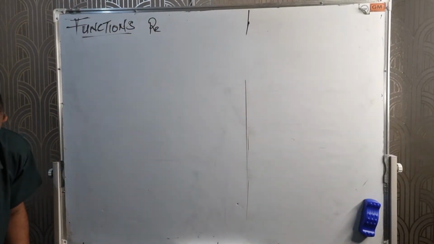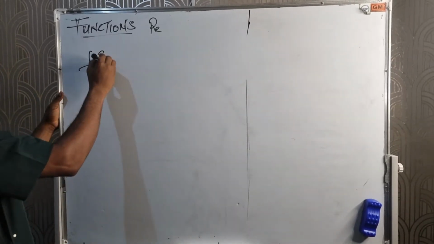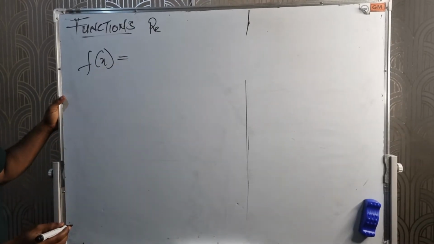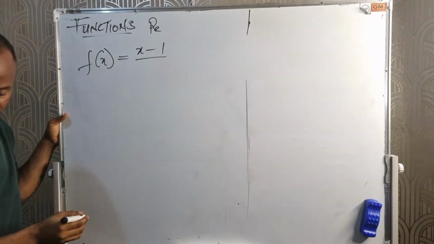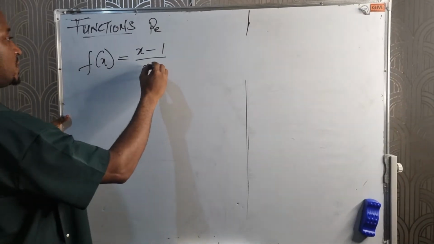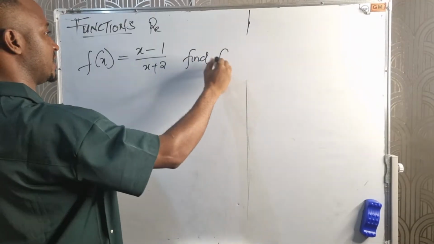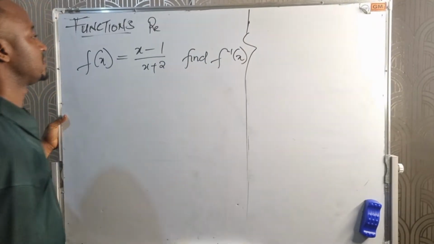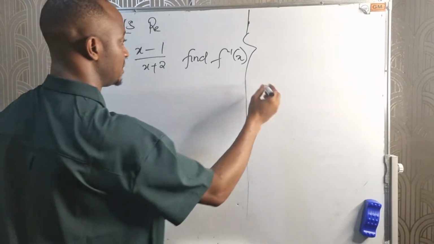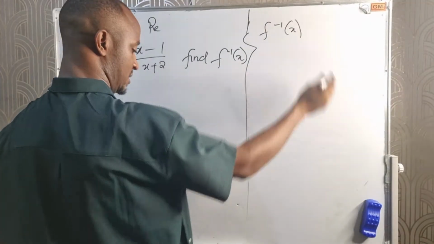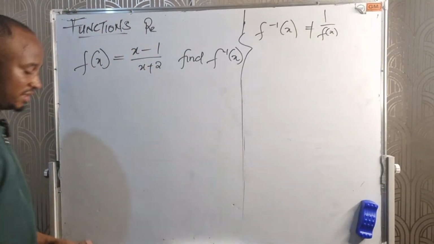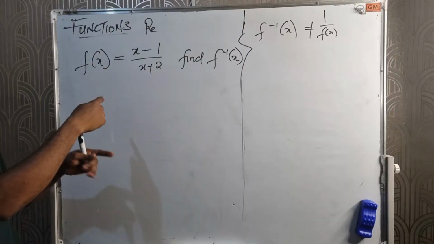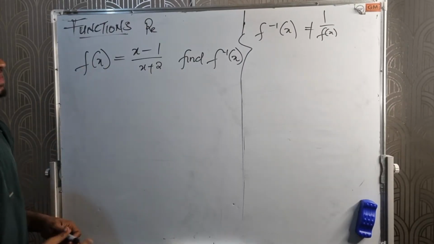A good example we have here says, find the inverse of this. We are told that f of x equals x minus 1 divided by x plus 2. Find f inverse of x. Like I said before, f inverse of x is not the same as 1 over f of x. If it were, I would just turn this over, right? But it's not the same as that. So you have to take note, okay?